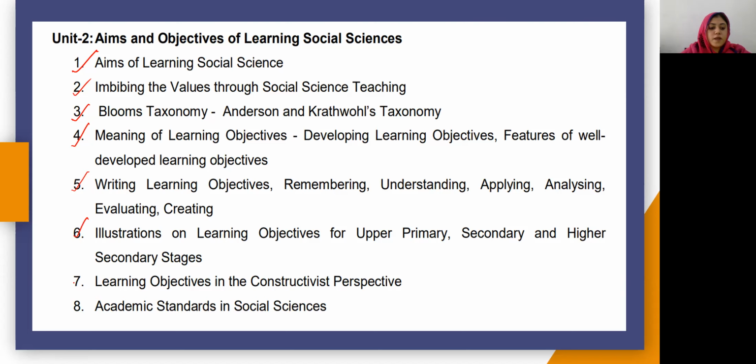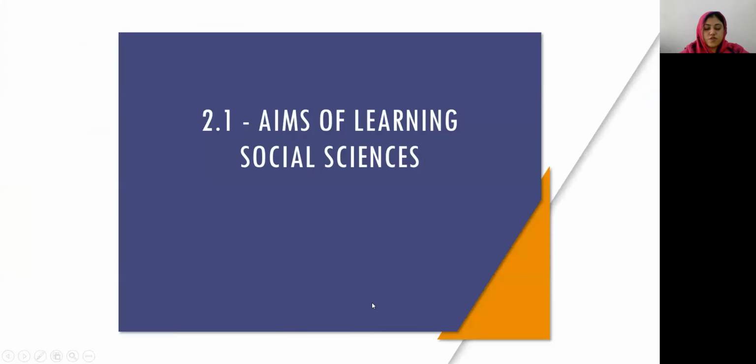Likewise, we are going to see illustrations of learning objectives for upper primary, secondary, and higher secondary stages. In the 7th subunit, we are going to see learning objectives in the constructivist paradigm, and how to design them from constructivist perspectives. And we are going to discuss academic standards in social sciences, which is a very important topic for our lesson period planning in the future. Now let us begin with 2.1, aims of learning social sciences.